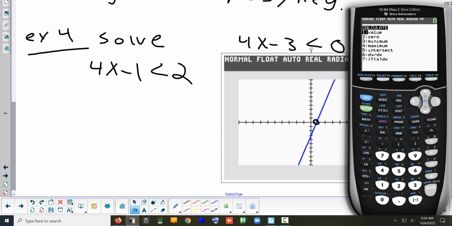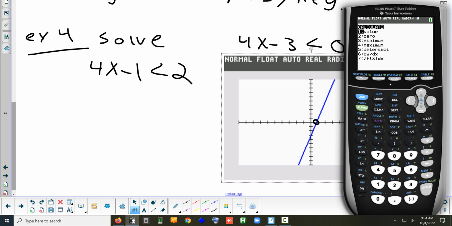And just as a reminder, have we done second calc 0 before? No. I don't think we have. You don't have? Okay, so to calculate a 0, it's under second calculate. You press 0, and you have to hit enter 3 times. It's like doing an intersect.